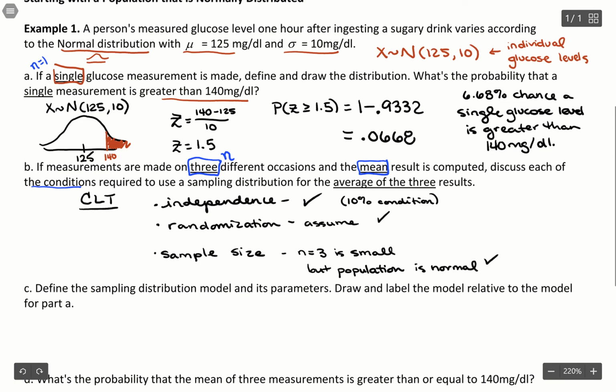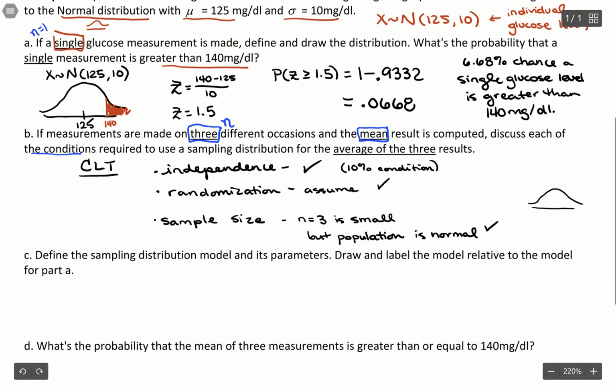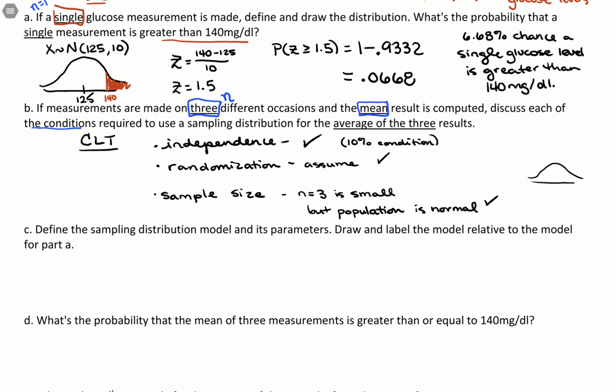So with that, we pass all of our conditions for the central limit theorem, which basically tells us that if we do collect these samples of 3 people and look at the means, then our curve is going to be bell-shaped. And that means we can do all sorts of probabilities and things. Define the sampling distribution and its parameters.